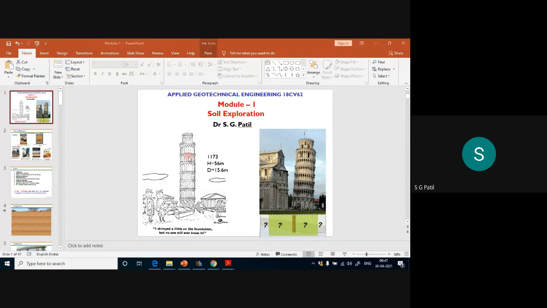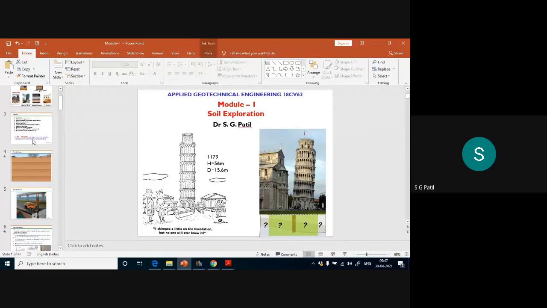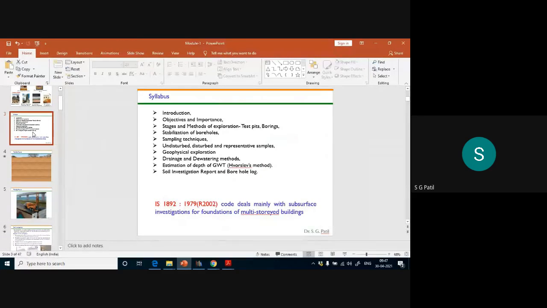In the last class, we started off with our first module, that is soil exploration. In that soil exploration, we already covered quite a bit of portion.